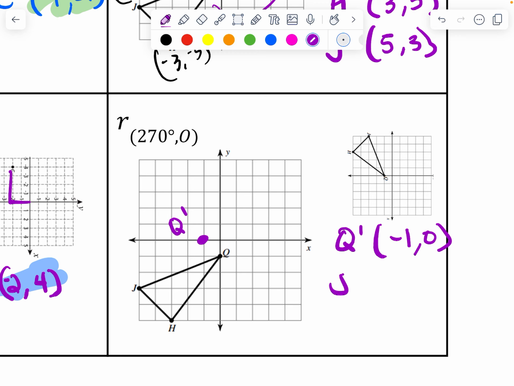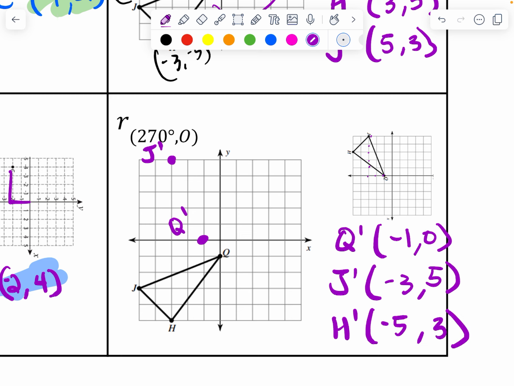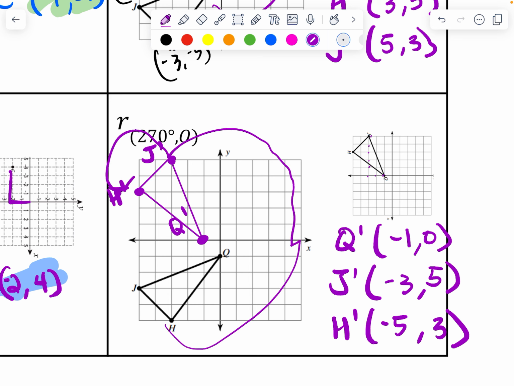J prime. 1, 2, 3. 1, 2, 3, 4, 5. Negative 3, positive 5. 1, 2, 3, positive 5 is up here. J prime, check it. Okay, logical. And H prime, negative 5, positive 3. H prime. We have the exact same shape that has just been rotated 3 times around. So I think we're good to go.